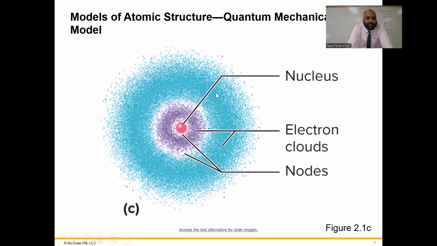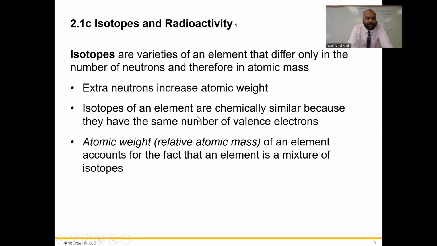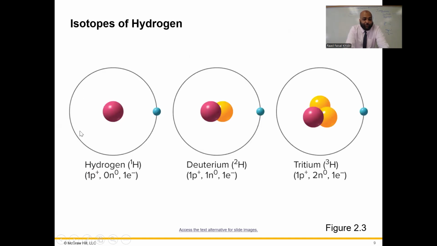Let's look at the nucleus. This is the nucleus, and these are the electron clouds or electron shells around it. Now, we talked about isotopes. Isotopes are variations or varieties of the same element that differ only in the number of neutrons and therefore in their atomic mass. So extra neutrons increase the atomic weight, or the atomic mass. That's why they call the atomic weight the relative atomic mass. So that's what we talked about.